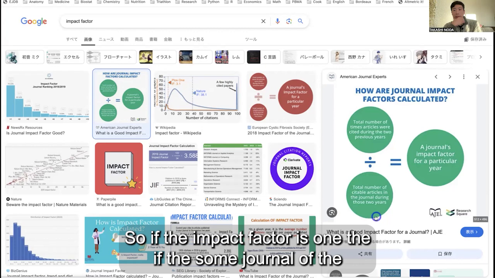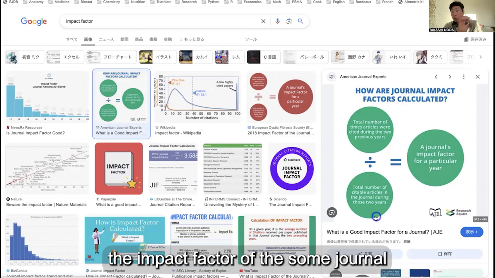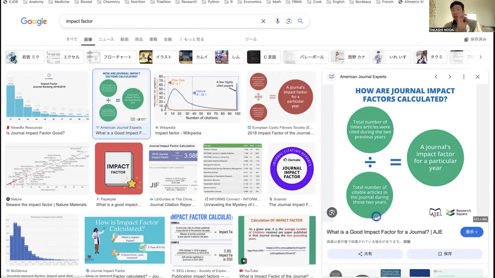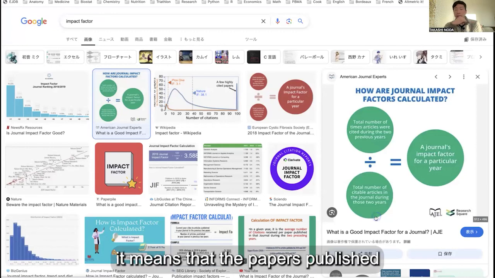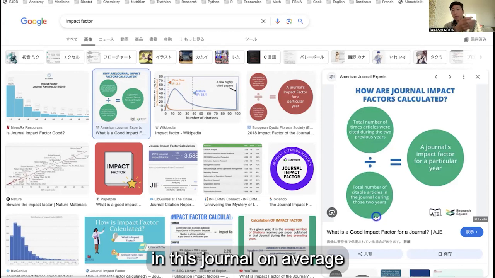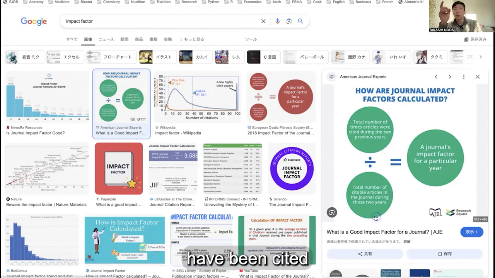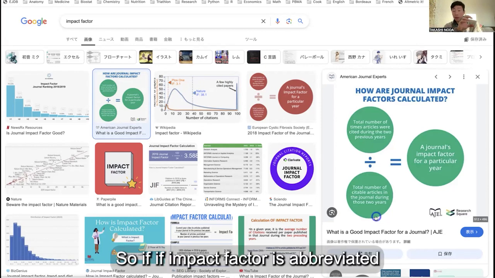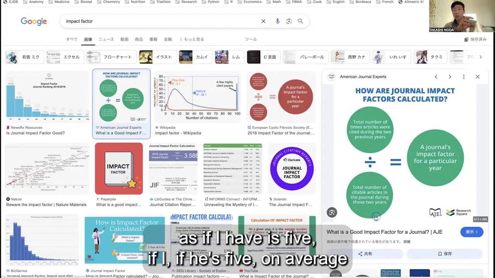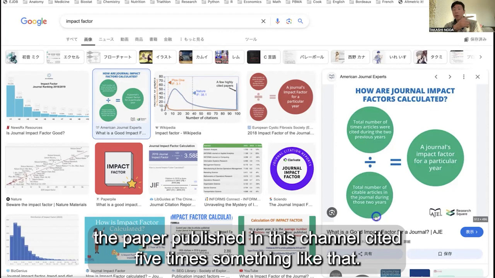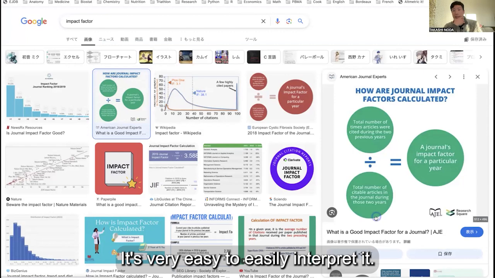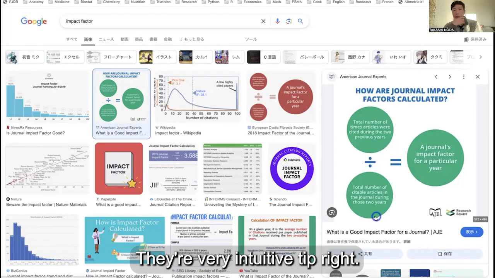So if the impact factor of some journal is 1, it means that the papers published in this journal on average have been cited 1 time by other articles. So if IF, impact factor, abbreviated as IF, is 5, on average, the papers published in this journal are cited 5 times, something like that. It's very easily interpreted and very intuitive, right?